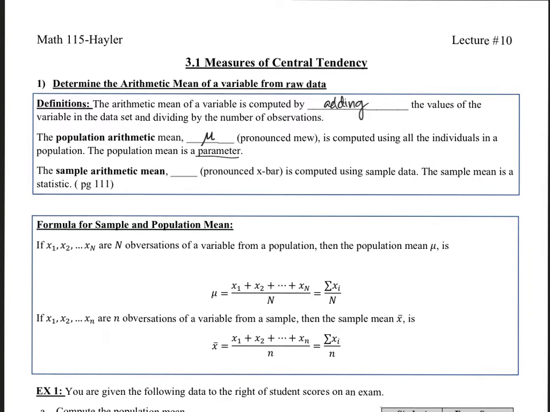Keep that in mind. The sample arithmetic mean, denoted x bar, is computed using sample data. The sample mean is a statistic. Okay? So the difference here: the population mean is called a parameter, and the sample mean is called a statistic.